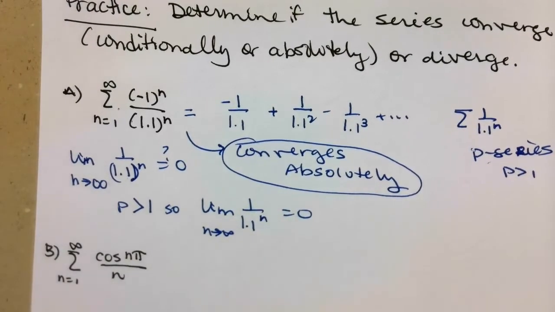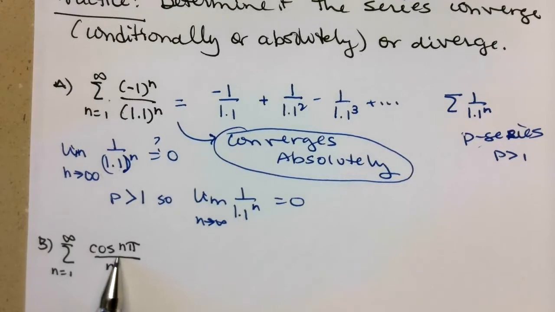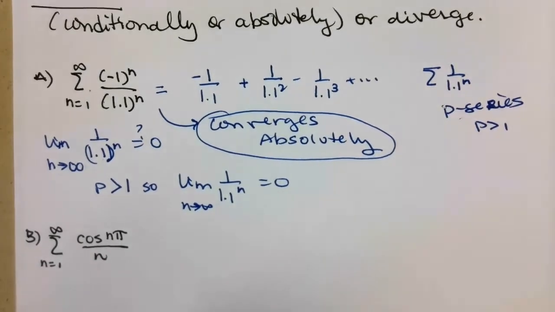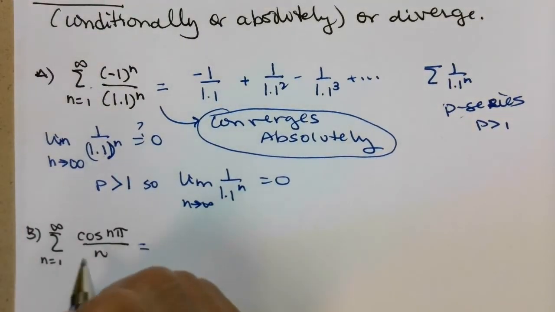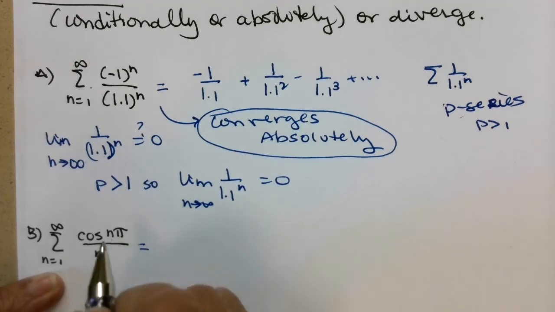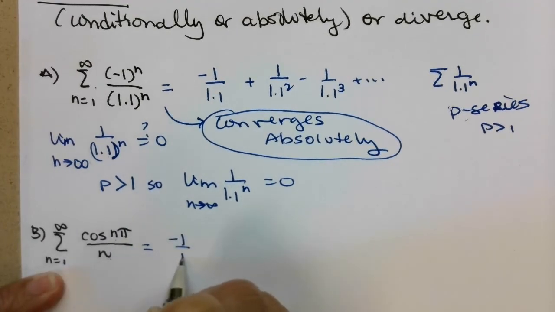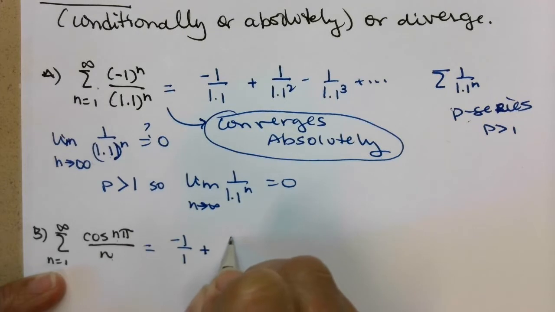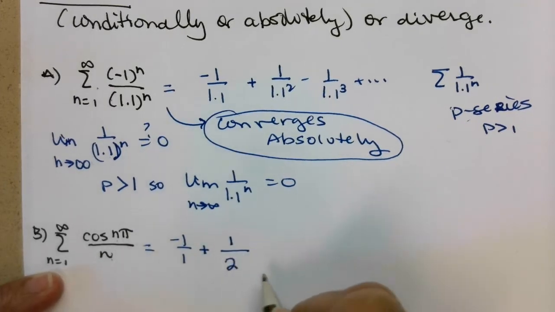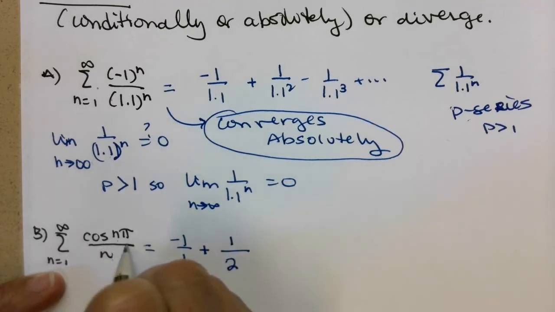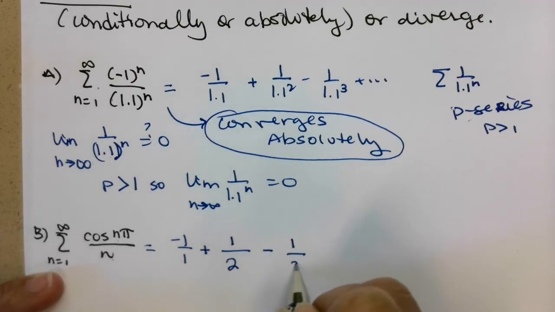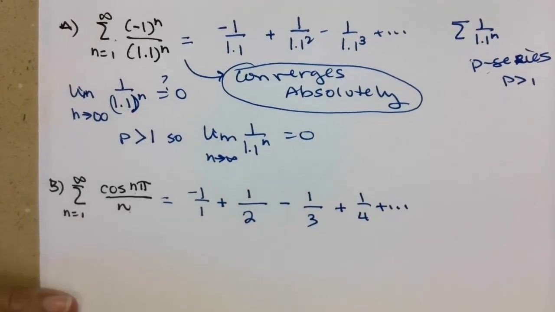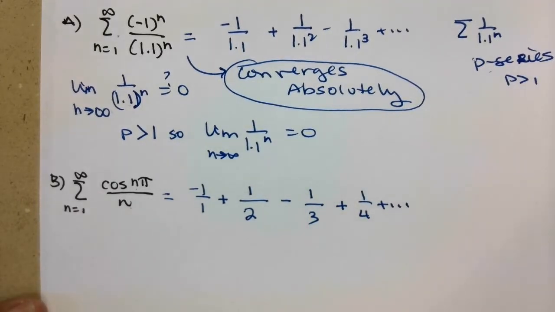Okay, let's look at the next one. So this is the other way that you can get the signs to change. You can do it instead of with the negative 1 to a power, a cosine or a sine with an n pi or some version of that. Let's just write out the first couple of terms. If n equals 1, I have the cosine of pi, which is negative 1, over n, which is 1. Then if n is 2, I have the cosine of 2 pi, so that's plus 1 over 2. Now at n equals 3, cosine of 3 pi, that's minus 1 over 3. Okay, there's the pattern, plus 1/4, etc. So negative 1 plus 1/2 minus 1/3 plus 1/4.